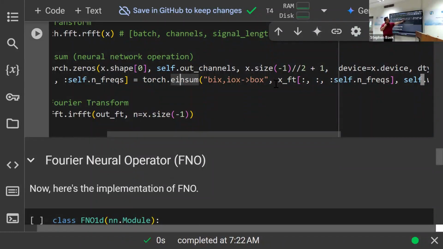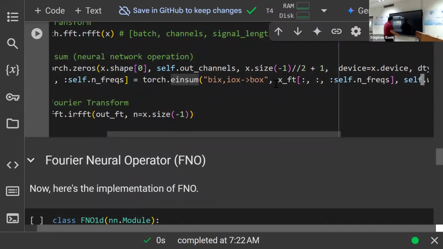And then IOX is essentially the weight parameter that we're learning. The index of this weight parameter is that we have the number of channels, which is indexed by I, and then we have the number of outputs, which is indexed by O, and then we have the signal length X. And then we're taking the dot product, okay? Because in the Einstein summation notation, we have the repeating index I, right? So we're taking the dot product along the direction of I indices. So the summation happens along I. And as a result of that, we produce a tensor that has the number of batches by the number of outputs by the signal length, okay? Does that sort of make sense?